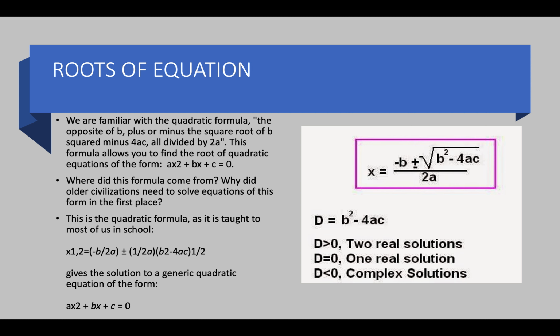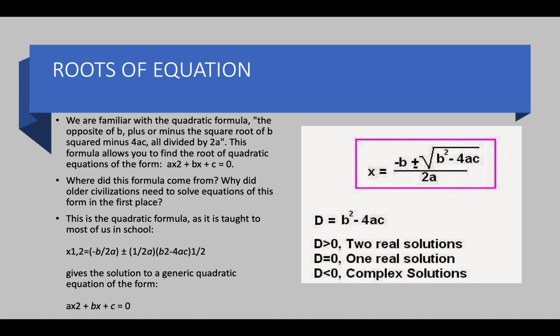Moving on, roots of equations. We are familiar with the quadratic formula, negative b plus or minus the square root of b squared minus 4ac, all divided by 2a. This formula allows you to find the roots of quadratic equations of the form ax squared plus bx plus c equals 0. Where does this formula come from? Why did older civilizations need to solve questions of this form in the first place?